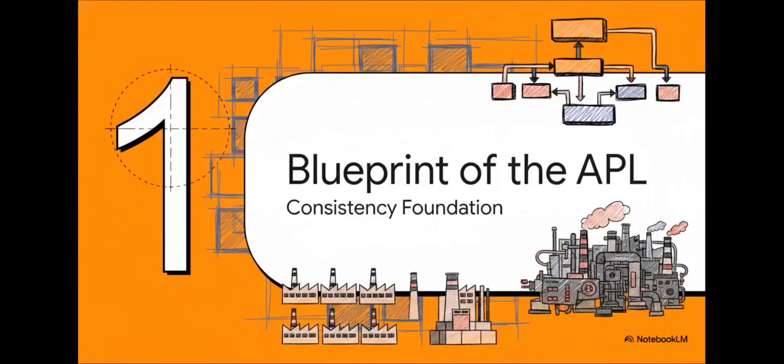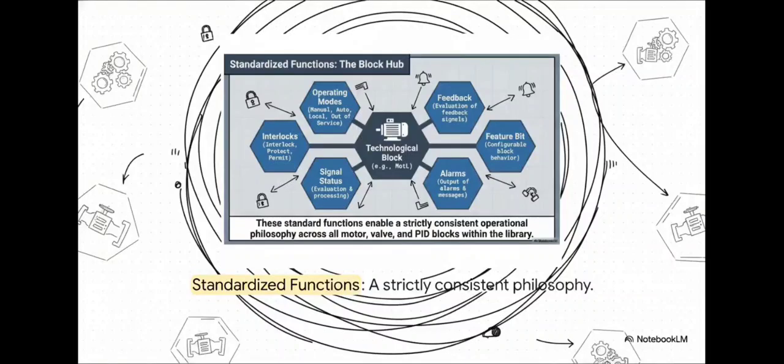Section 1. The blueprint of the APL, the foundation of consistency. Now, to bring some vital order to what could, frankly, turn into total industrial chaos, we use standard functions. Things like interlocks, operating modes, and alarms. These act as a sort of communicative shells surrounding every central technological block. By wrapping this identical hub structure around every single motor or valve, we get a strictly consistent operational philosophy across the entire library. It's brilliant.